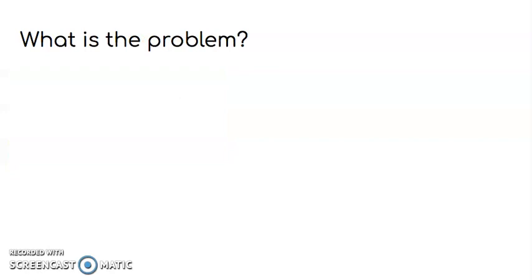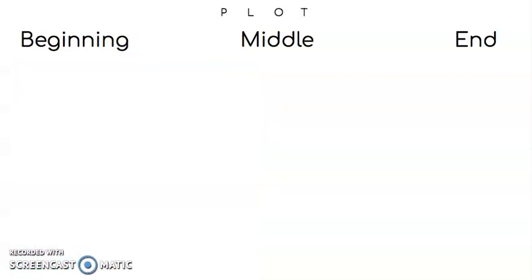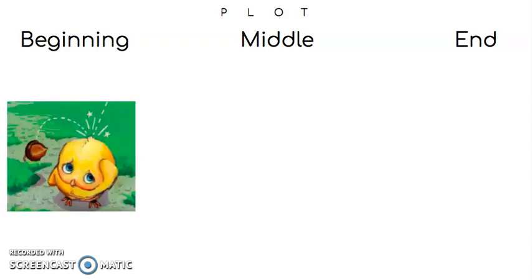What's the problem? The problem is Chicken Little thinks the sky is falling, and she believes it so much that she almost tricks herself and all her friends into going into Foxy Loxy's den and possibly even getting eaten. The beginning, middle, and end. Well, what happened at the beginning of the story? At the beginning of the story, Chicken Little thought that an acorn was the sky falling on her head.